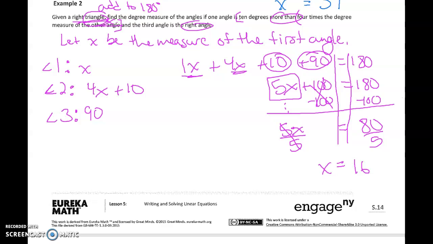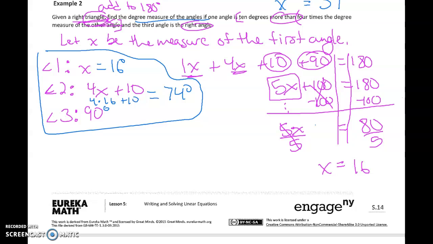Now, always, guys, and here's my hint, go back to make sure you're answering the question being asked. And the question is, find the degree measure of the angles. So we want to know all 3 of these. Well, x is 16 degrees. Angle number 2 is 4 times 16 plus 10, and if you type that into a calculator, you get 74 degrees. And we know that the right angle is 90 degrees. If you add all these together, you get 180 degrees.